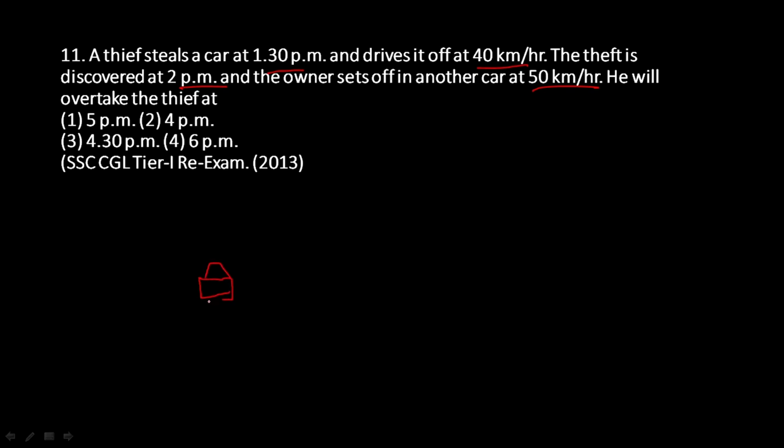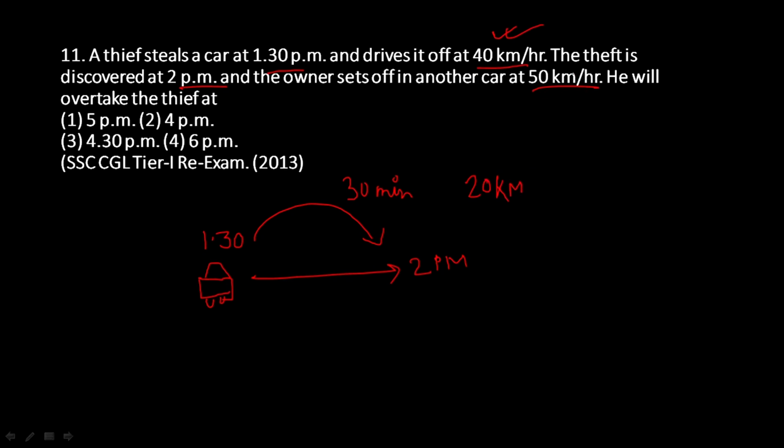Suppose this car was stolen at 1:30 p.m., and the theft is discovered at 2 p.m. So what's the difference of time? The difference of time is 30 minutes. It says the thief drives off at 40 km per hour. So if a thief goes 40 km in 60 minutes, then in 30 minutes he will cover 20 km. And the owner sets off in another car at 50 km per hour.